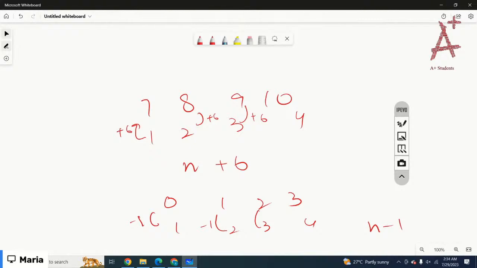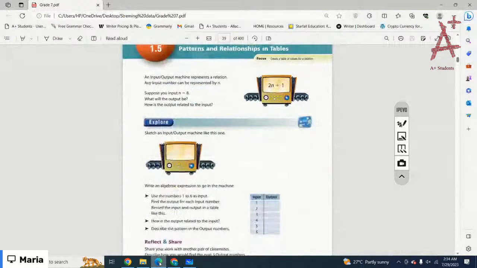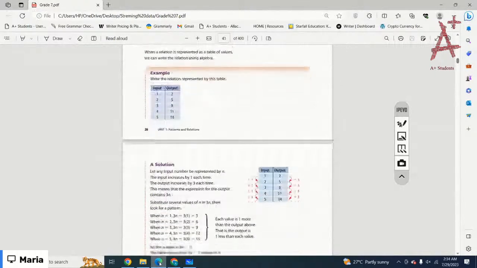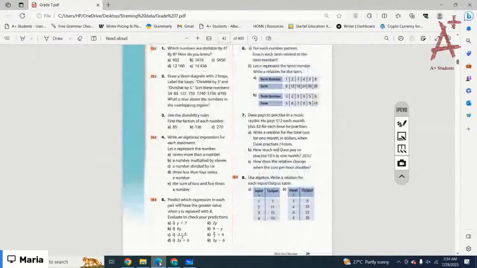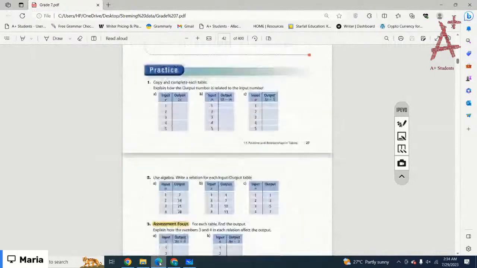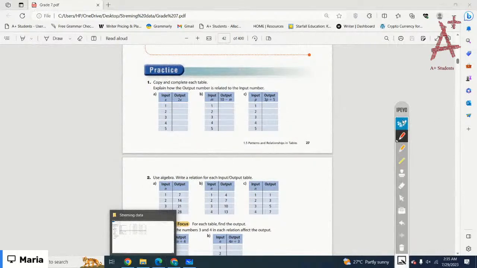Okay, let's just start with the next lesson. And the next lesson is patterns and relationships in tables. So, how do we write the tables? Copy and complete each table. Explain how the input number is related to the output number. You are given here x and 2x. That means you have to multiply every number by 2. Got it?